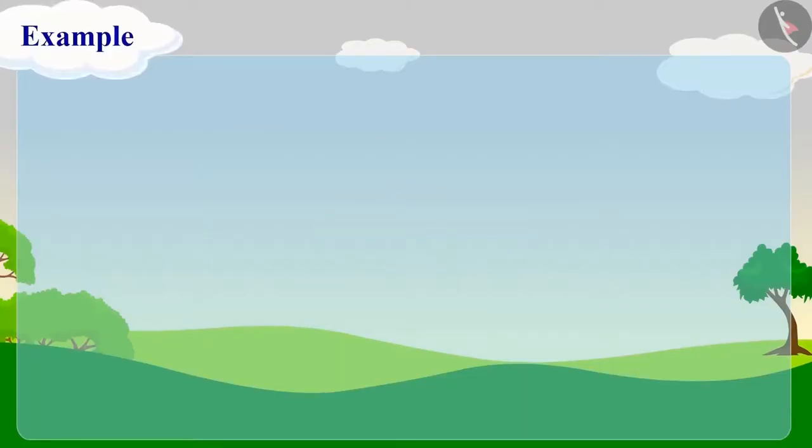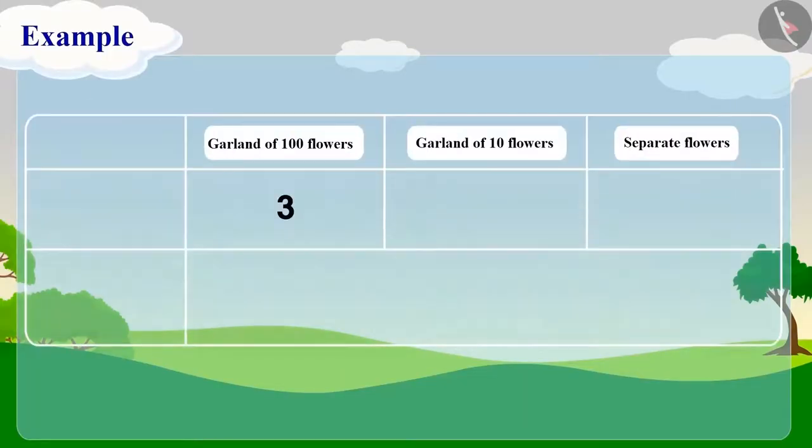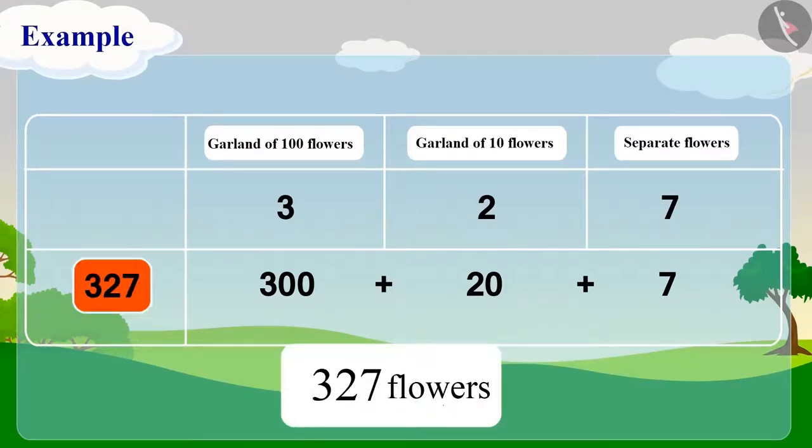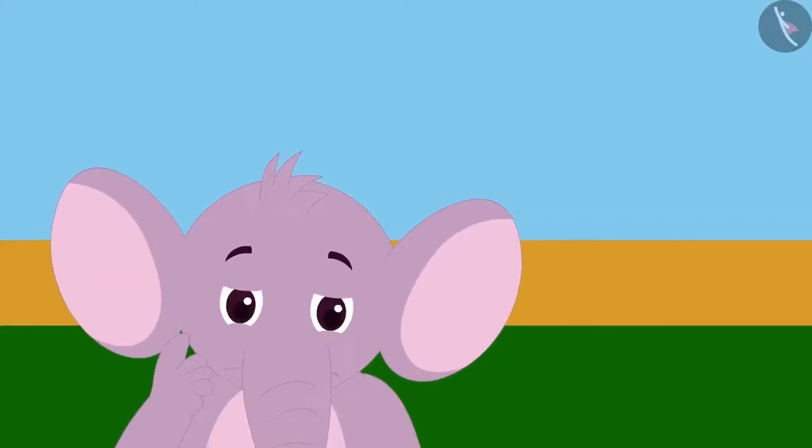Let's see what this number is. If we add 3 garlands of 100 flowers each, then total is 300 flowers. Now we will add 2 garlands of 10 flowers. This total is 20 flowers. And we have 7 single flowers. Now we can identify the numbers with the help of the process of writing the numbers in expanded form. In this way, Chanda gave total of 327 flowers to Appu.